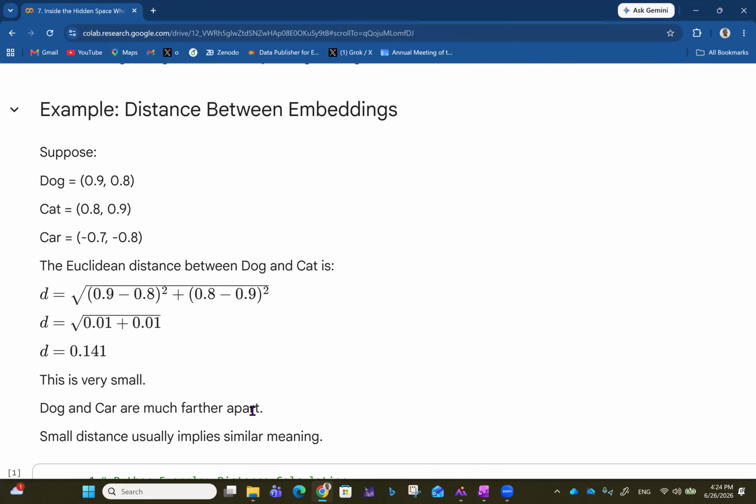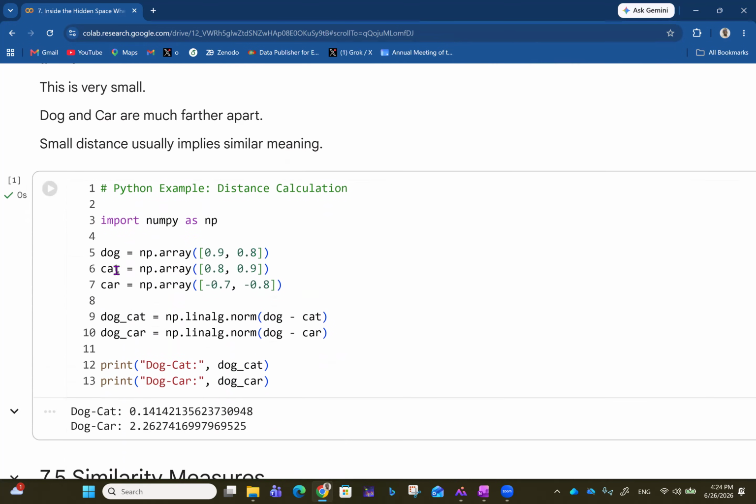So dog and car are much farther apart. Small distance usually implies similar meaning, so it means they are really close by. If you do what we've just done here, for dog and cat you have 0.141, and for dog and car, you have 2.262.